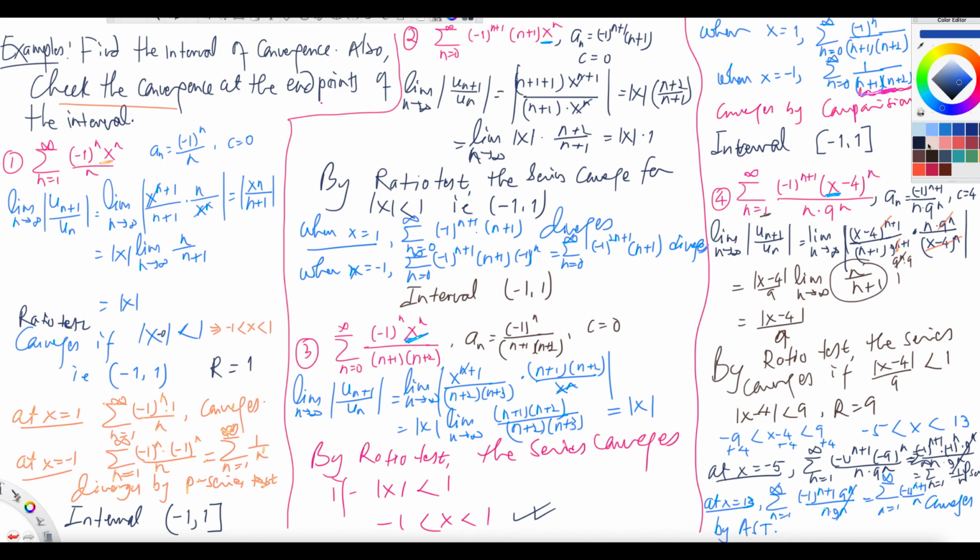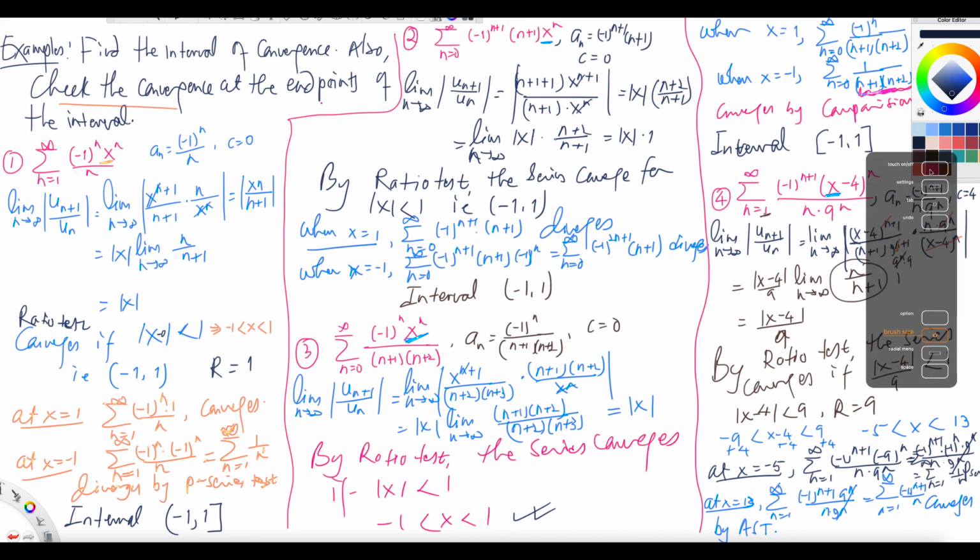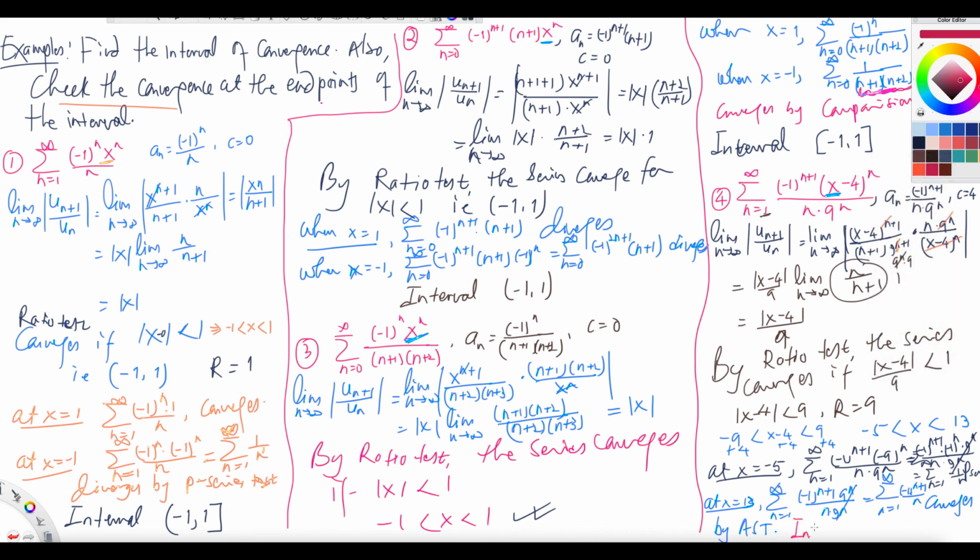So what is the final interval? Let me write it down. It converges at 13 and diverges at −5, so the interval is (−5, 13], with a bracket at 13. This is how you find the interval of convergence. Okay guys, that's all from section 9.8. All right, thank you.